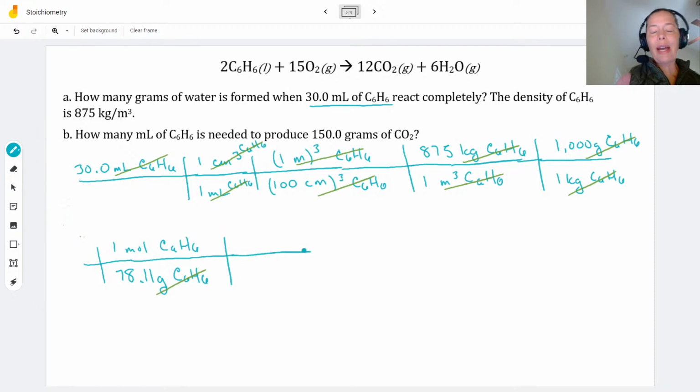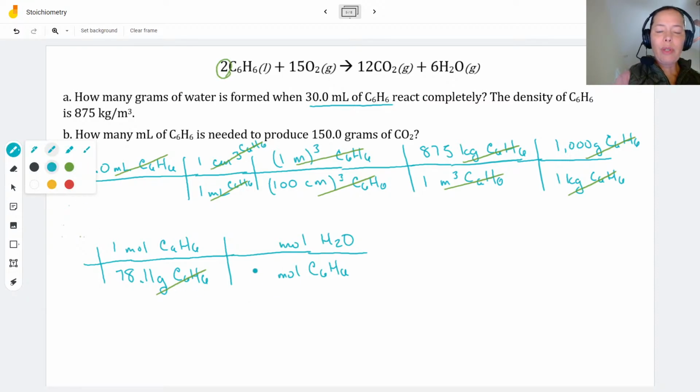Now I can think about actually my stoichiometry. So I'm starting with benzene. I'm trying to get to water. So I need my mole ratio between benzene and water. So I want, of course, my moles of benzene to cancel, and I'm trying to predict moles of water. Now I need to know what numbers to put in here. Again, I am just going to go to my balanced chemical equation. So in front of benzene, I have a 2. So I'm going to put a 2 here. And in front of water, there is a 6. So I'm going to put a 6 here.